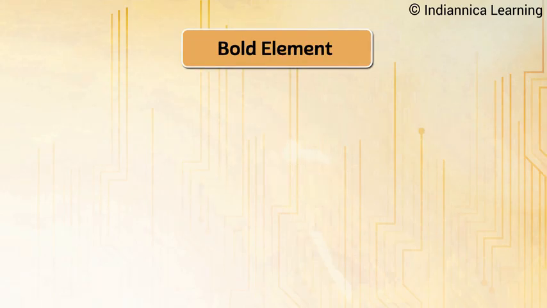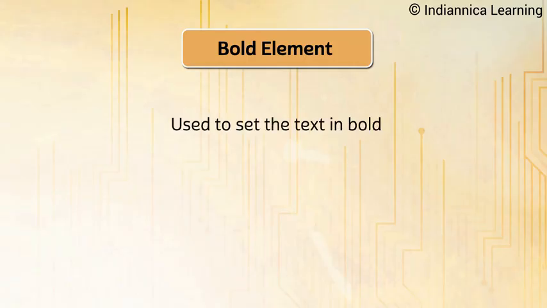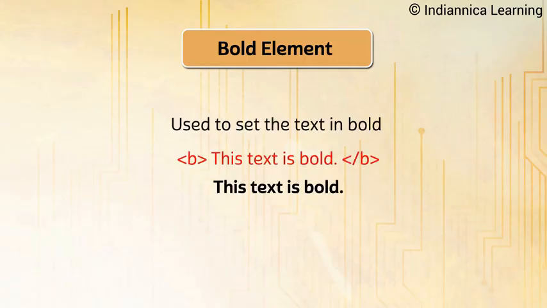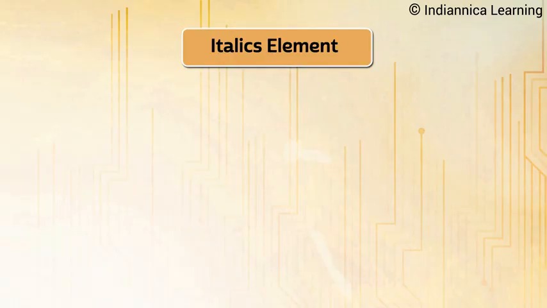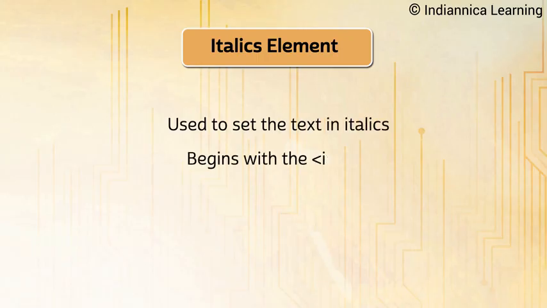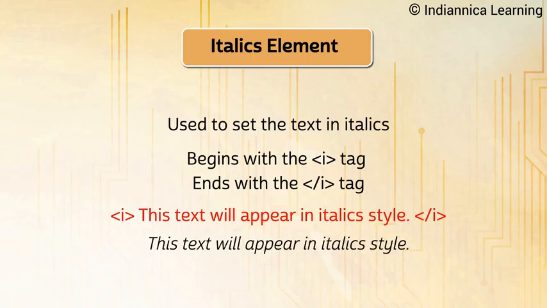Bold. The bold element is used to set the text in bold. This is a bold element. Italics. The italics element is used to set the text in italics. It begins with the italic tag and ends with the closing italic tag. This is an italics element.